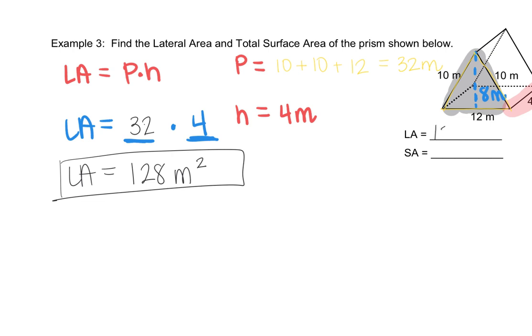Okay, también lo voy a escribir aquí. I'm going to write it right there in my blank. Meters squared. Okay, so I found one of the things that I was looking for. Let's find the last one, which is surface area. Surface area is P times H plus 2B.